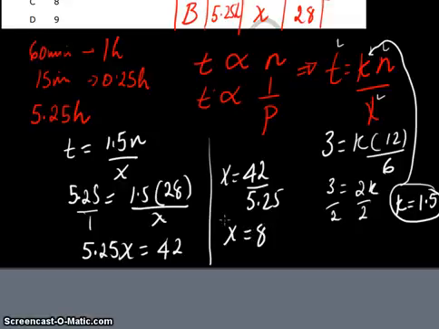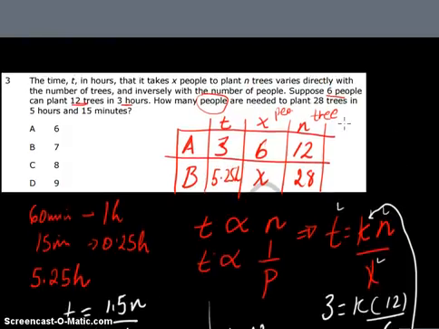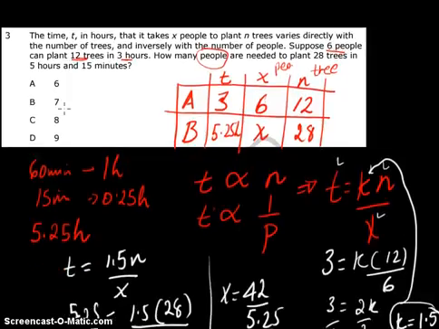In summary, we need 8 people to plant 28 trees in 5.25 hours. The same thing works with the first scenario. So the correct answer would be choice letter C, and this completes the problem.